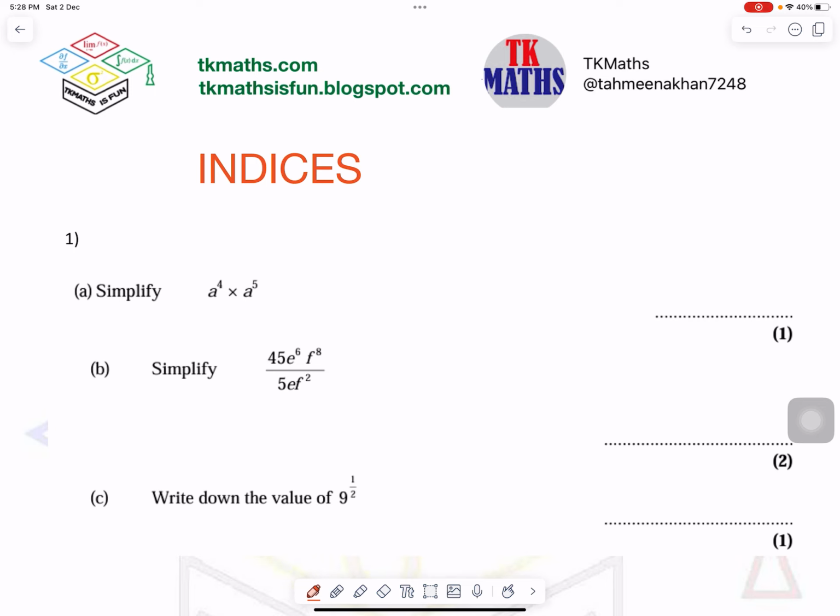So first one is, if you see here, a power 4 times a power 5. Now what you have to remember here: when base is same and powers are different, this is called power n and m, but base is same, then what it is equal to? You add the powers. So I will keep telling you the rules and I will keep applying it here. So in this case it will become a power 4 plus 5. So it will become a power 9. Always write the answer in the space given to you.